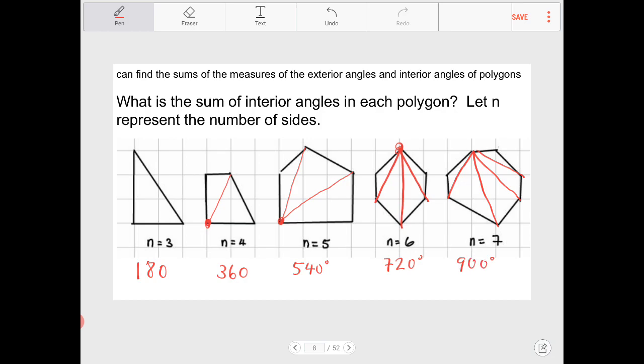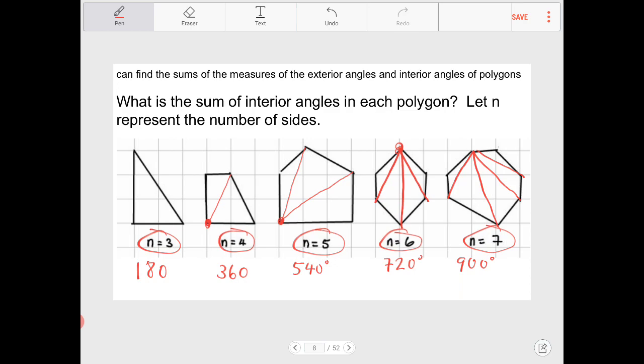If you were to come up with an equation to describe the sum of all the interior angles based upon this pattern, where n is the number of sides: for n equal to 3, we have 180. For n equal to 4, we have 360. For n equal to 5, we have 540. For n equal to 6, we have 720. And for n equal to 7, we have 900. What would be that equation? Pause the video, see if you can figure that out.